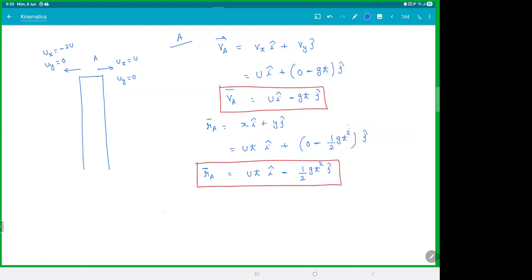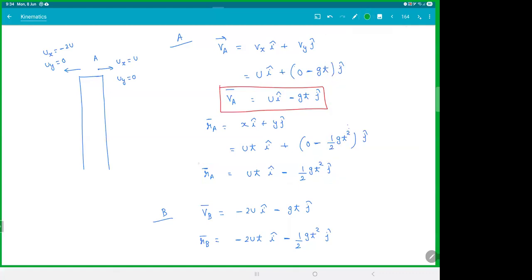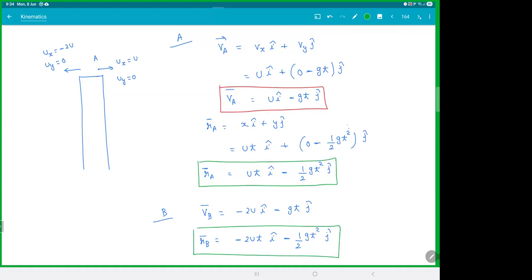Same thing if you do for B. We get VB bar. The only difference is you're going backward. So minus 2u i cap minus gt j cap. The vertical components will be the same for both of them. Similarly for RB bar, you're going backward, so this will be minus 2ut i cap, and the vertical will be the same, half gt square. Both of them have the same vertical velocity, so vertically everything will be the same. Horizontally it will change. So this is RA and RB. This is VA and VB.